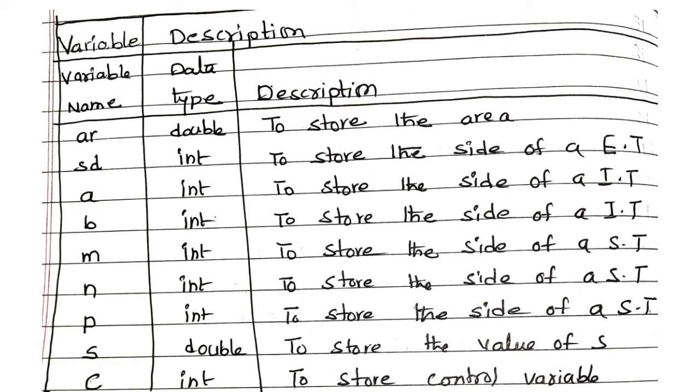Next one, M is an integer type data to store the side of a scalene triangle. Next, N is an integer type data to store the side of a scalene triangle. P is an integer type data to store the side of a scalene triangle. Next, S is an integer type data to store the value of S. And the last one, CV, is an integer type data to store the control variable of a switch statement.